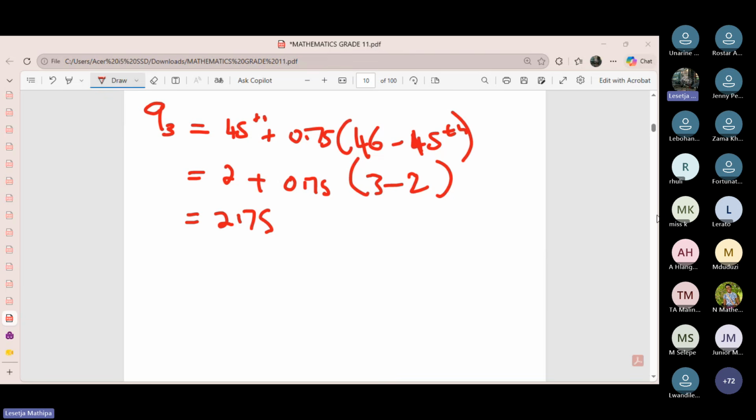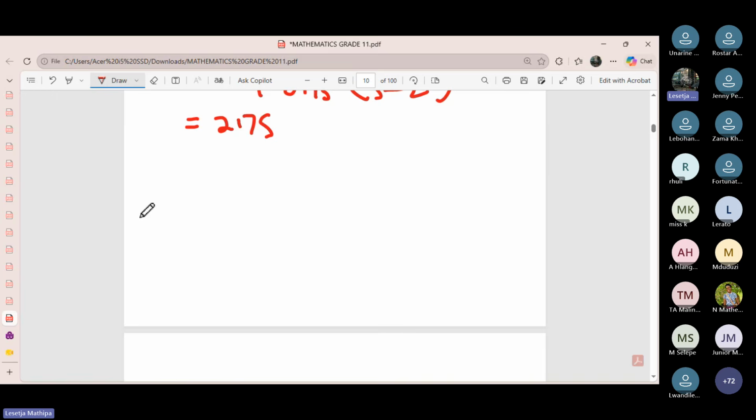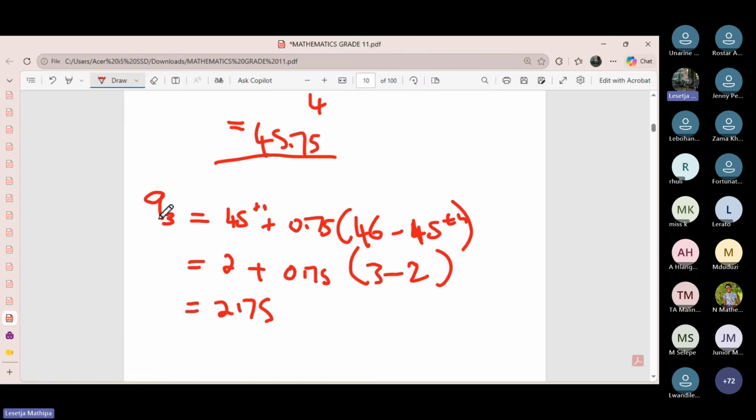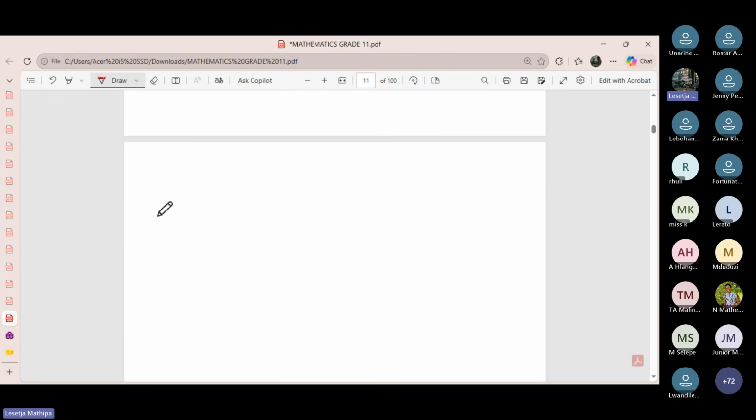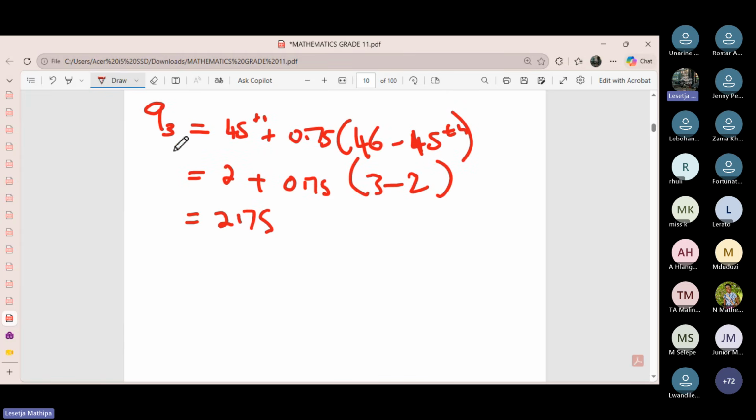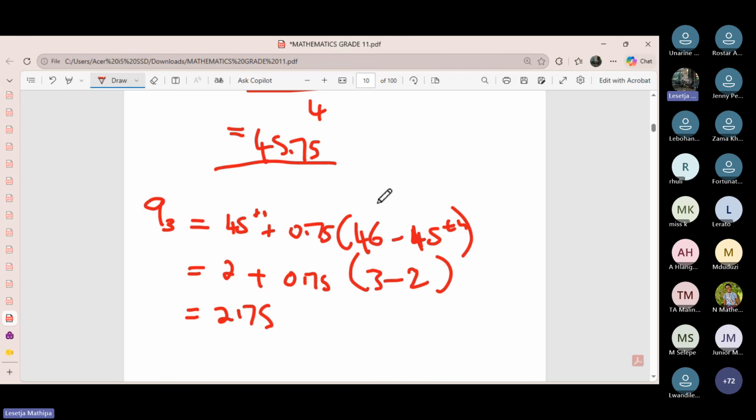Let's go to the second method. I think I'm going to use this one here. Second method, you're still going to use the same formula, the 45 plus 0.75 one. Second method, we are going to write down the data. They are position 45 and position 46.